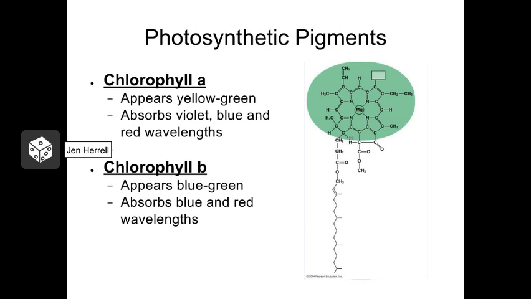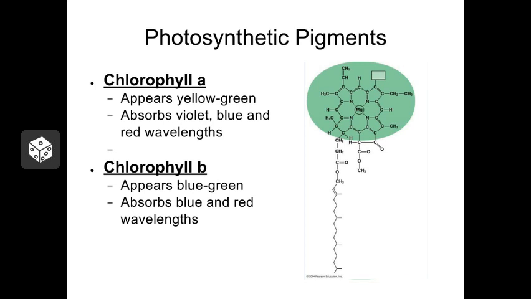Chlorophylls are the primary pigments found inside photosystems. This is a chlorophyll molecule over here on the right. There are different types of chlorophyll molecules. For instance, there's chlorophyll A and there's chlorophyll B, and they are both greenish in color, although they differ in color slightly. The presence of chlorophyll molecules is the reason that most plants are green in color.